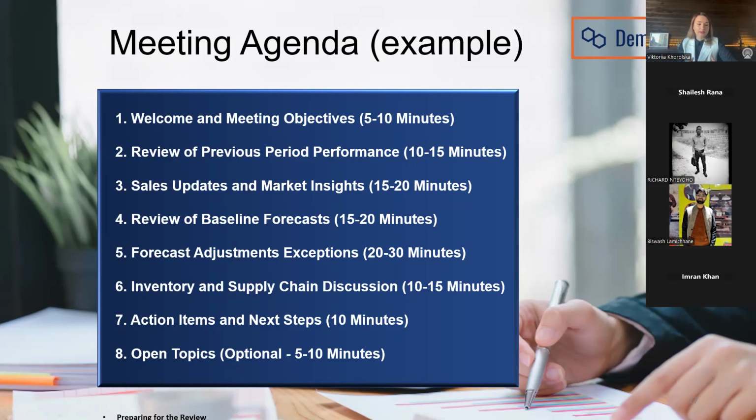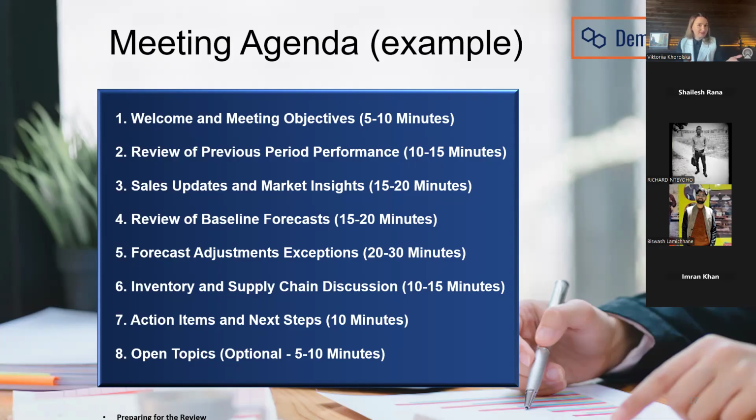How do we discuss it? We usually have the forecast, and here is the part where we are discussing the statistical forecast, so based purely on historical sales. But it's a very short discussion. And then adjustment, exception. This is the place where the collaboration comes in.